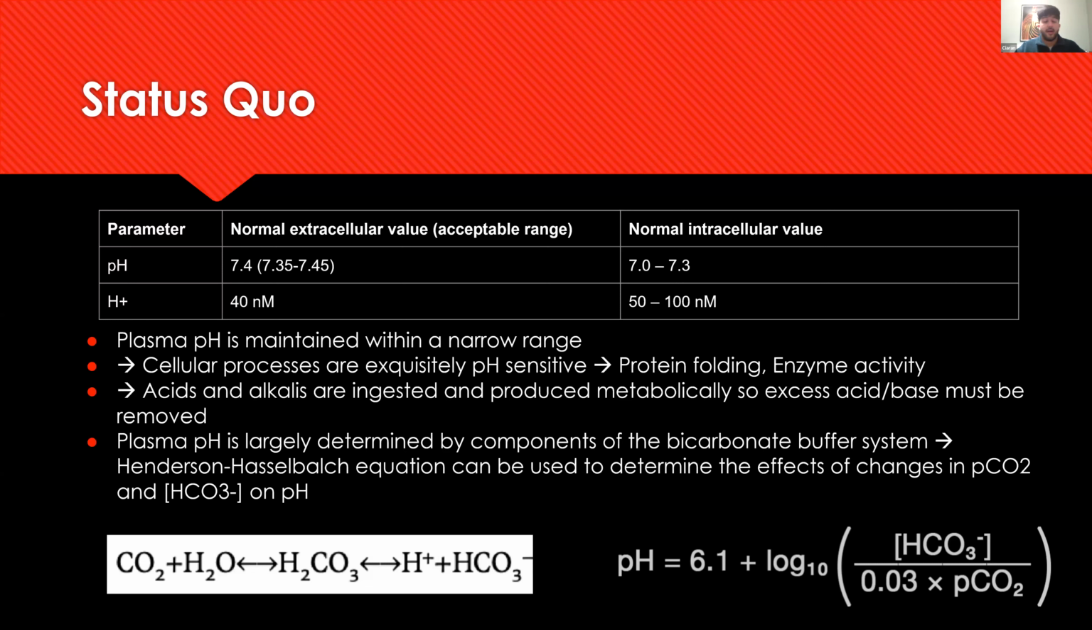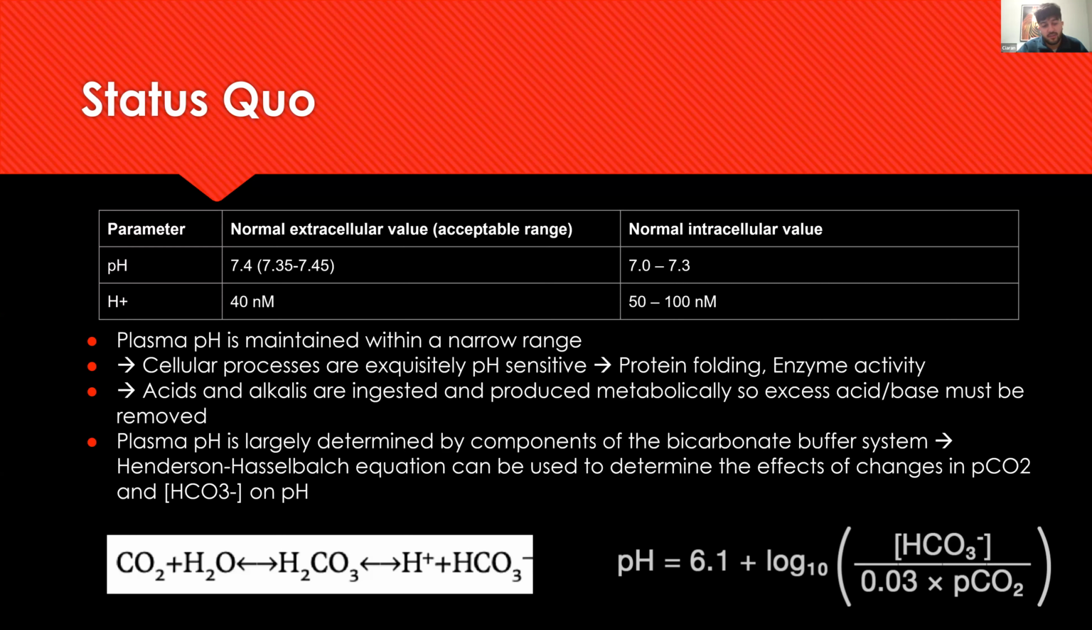So yeah, as I was saying, pretty much all bodily processes are exquisitely pH sensitive. So as a result, we have some mechanisms to deal with this. In terms of the contributors to plasma pH, we often consider that the bicarbonate buffer system contributes significantly. And this is shown here.